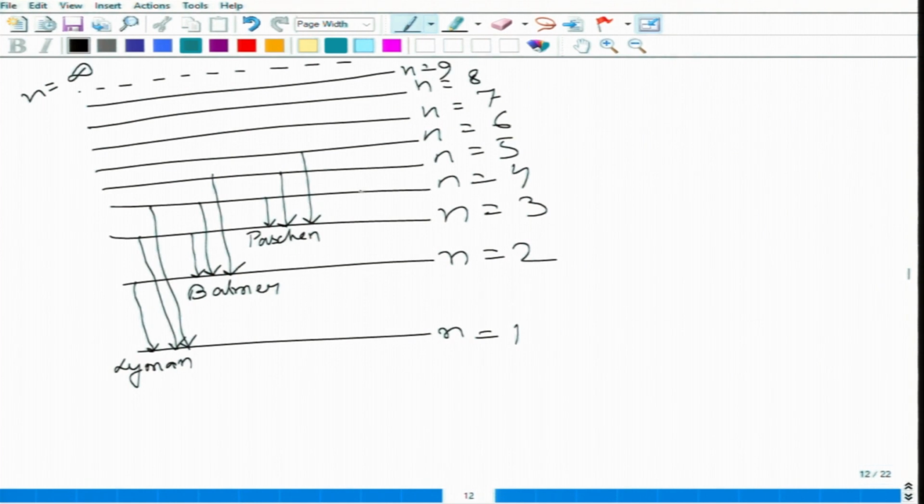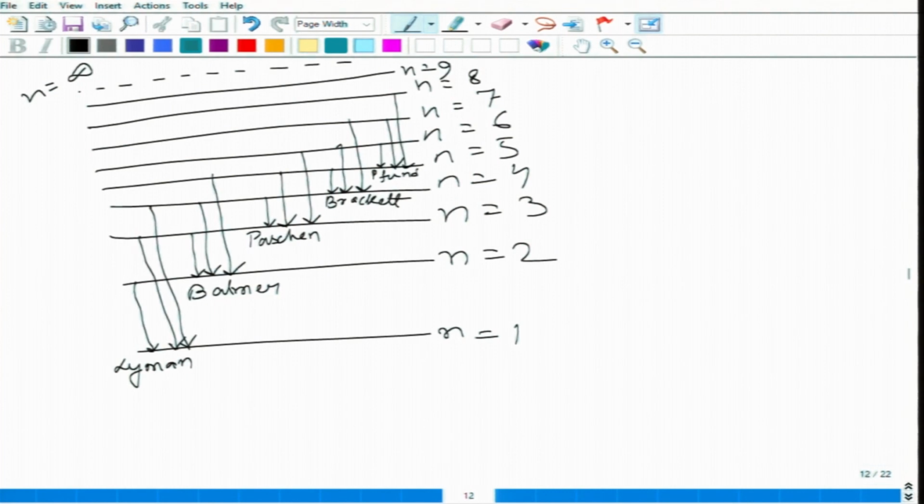Now if the lower state is n equal to 4, then the lines will look like this. This is called the Brackett series. And when the lower state is n equal to 5, all the lines will come to n equal to 5. This is called the Pfund series. So we have studied the series of atomic spectra of hydrogen atom.